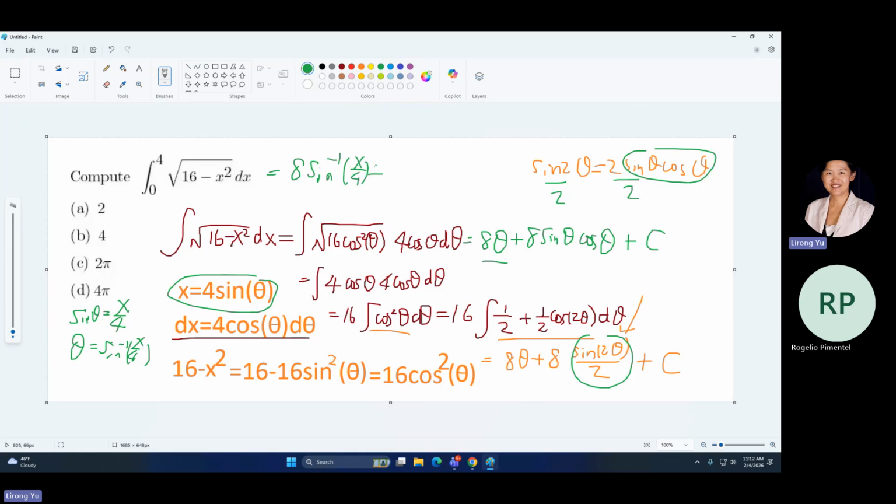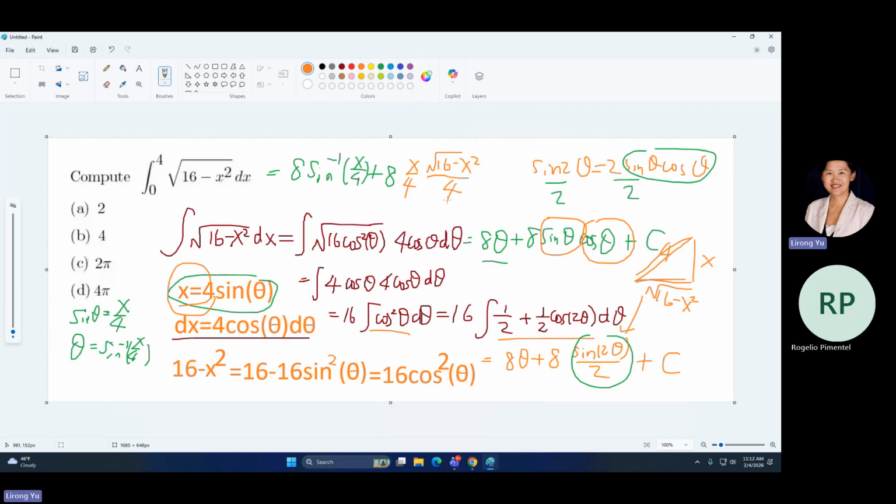Right, then plus 8. And what happened to the sine? The sine theta is x over 4. So 8 times x over 4. Oh, there's cosine theta, times x over 4. So here is 16 minus x squared. So the cosine theta is adjacent over hypotenuse. Cosine theta is the root of 16 minus x squared over 4.